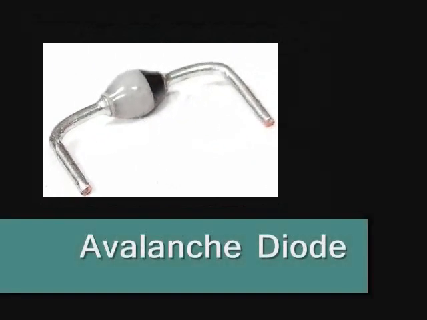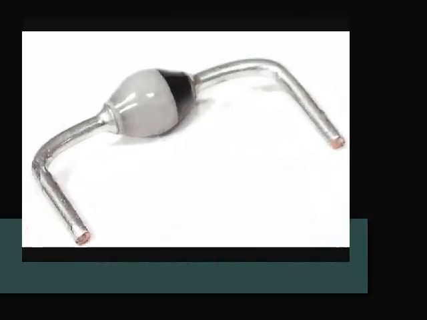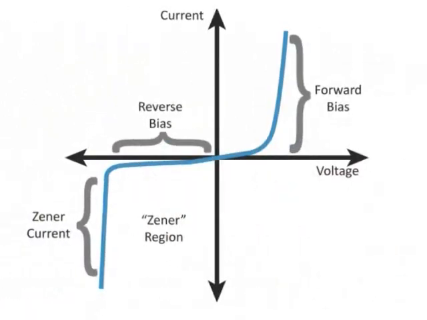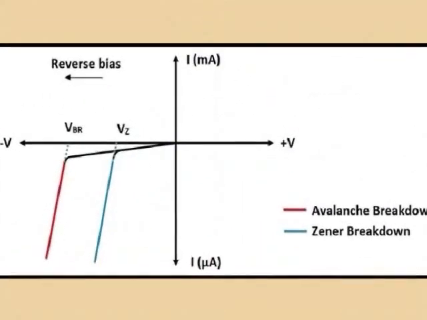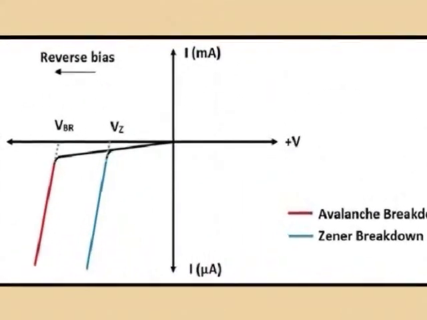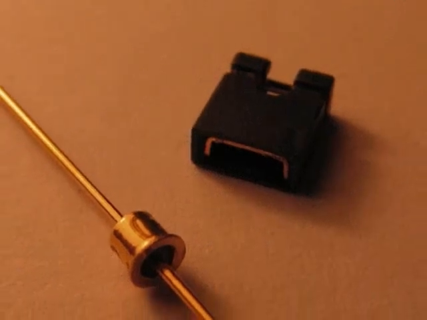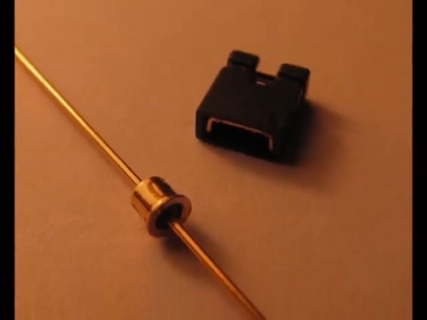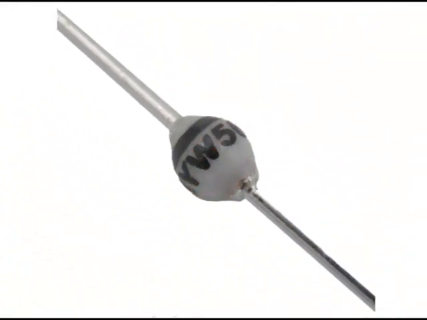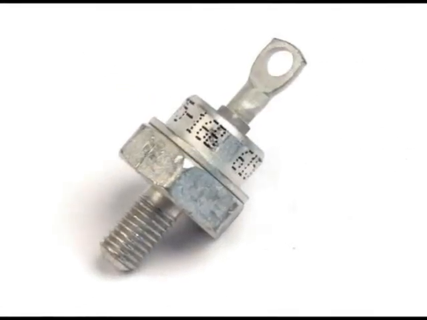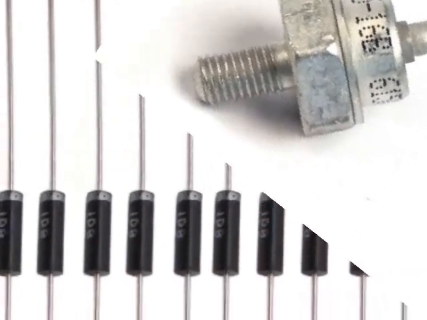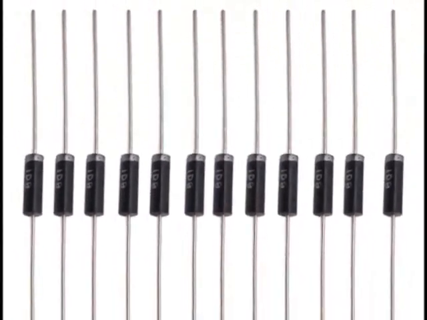Avalanche diode. This family is used similarly to Zeners in the reverse region, and their difference is that they have a larger breakdown voltage. These diodes are designed to break down at a certain voltage and not be damaged. Avalanche diodes are used for protection applications, inductive circuits and high voltage circuits.